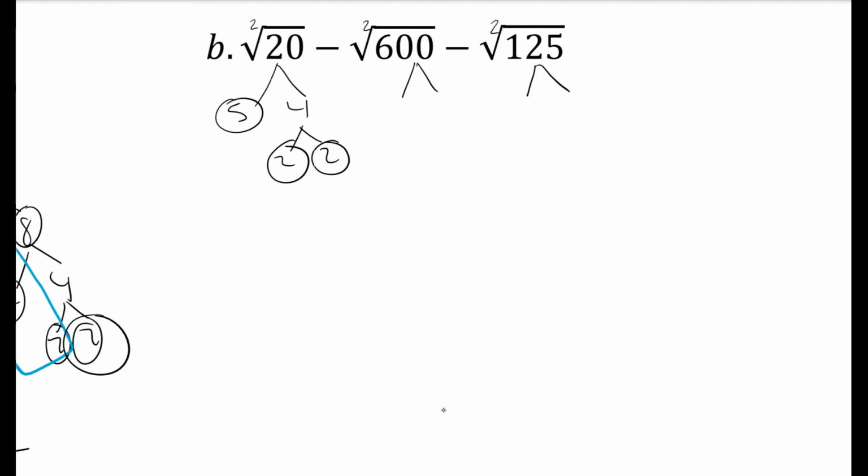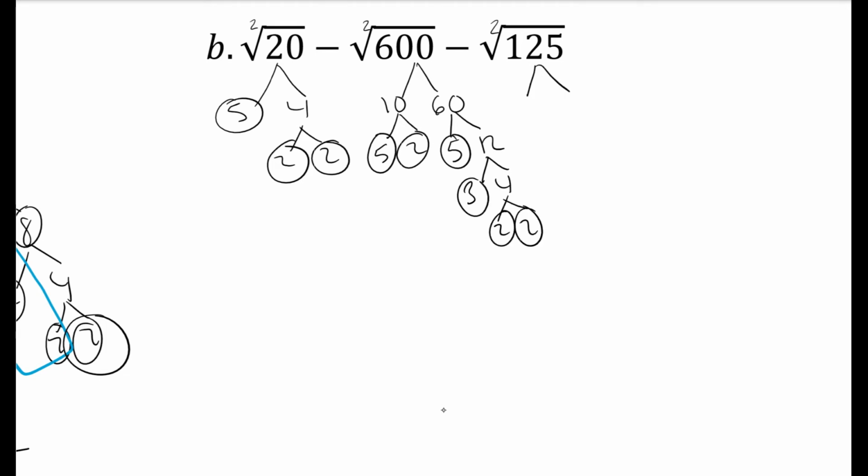600. 600 is 10 and 60. 10 is 5 and 2. 60 is 5 and 12. 12 is 3 and 4. 4 is 2 and 2. 125 is 5 and 25. 25 is 5 and 5.